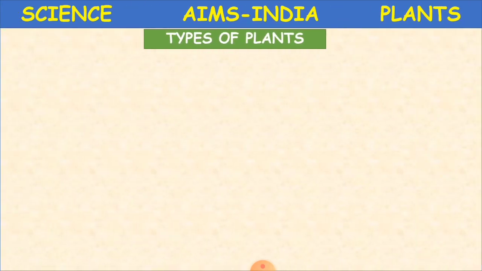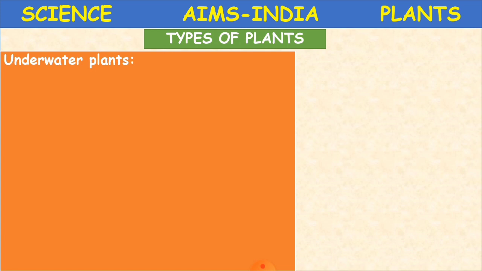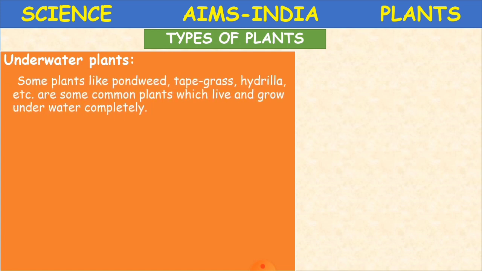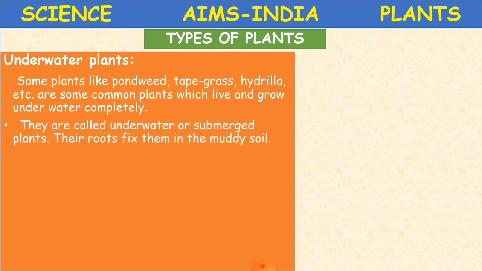What is that? Underwater plants. So until now we learned about floating plants and fixed aquatic plants. Now, underwater plants. So what are underwater plants? Some plants like pondweed, tape grass, hydrilla, etc. are some common plants which live and grow underwater completely. As it is there in the name, underwater, in the sense under the water.